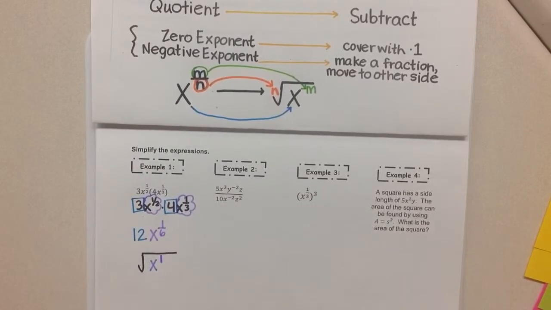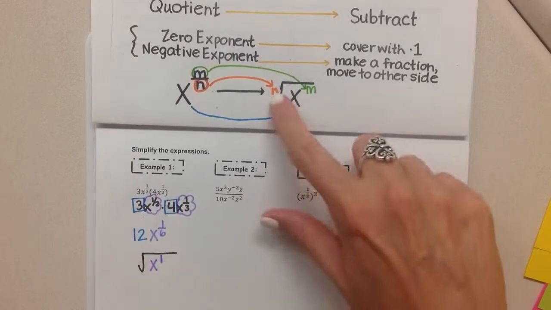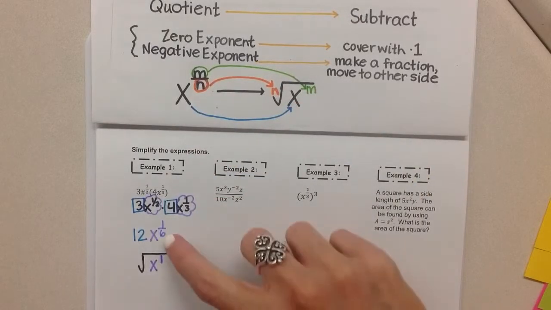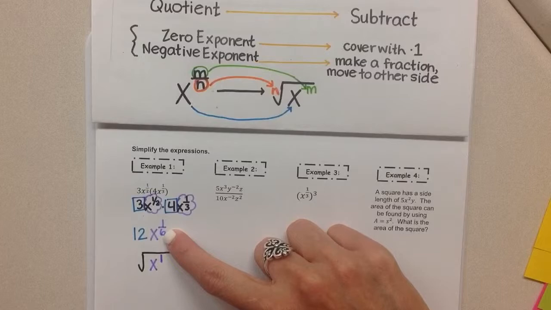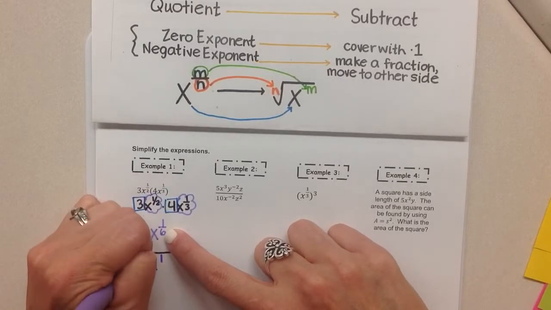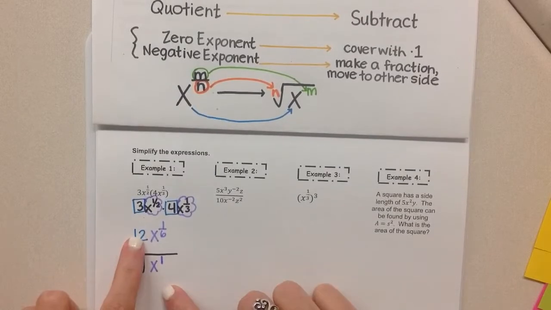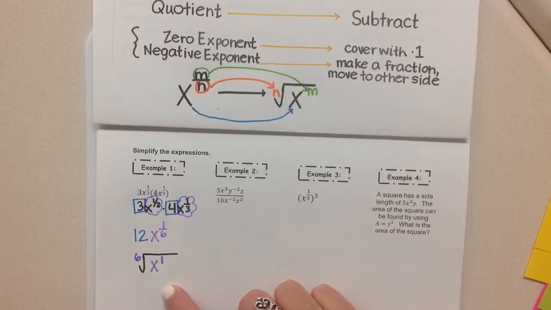Okay. And then the index is going to come from the denominator of that fraction exponent. So what number was in the denominator? The 6? Okay, that 6 becomes your new index. All right, and now you're going to ask yourself, well, Miss Love, what do we do with that 12? Well, the 12 was not being raised to the 1/6 power, only x's, so the 12 is not going to go inside the square root.